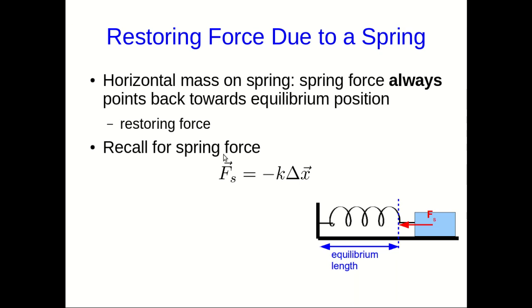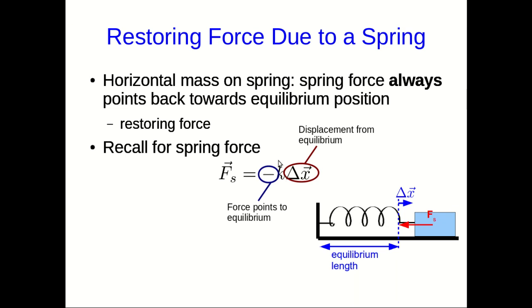Remember that for a spring force, the force is proportional to the displacement from equilibrium. So here's our relation. I've put vector symbols on to indicate that we're talking about direction. And remember that this delta x here is the displacement of the end of the spring from its equilibrium position. k is the stiffness of the spring, and this negative is just saying that whichever way the displacement from equilibrium is, the force exerted by the spring is opposite that, just like I've drawn here.